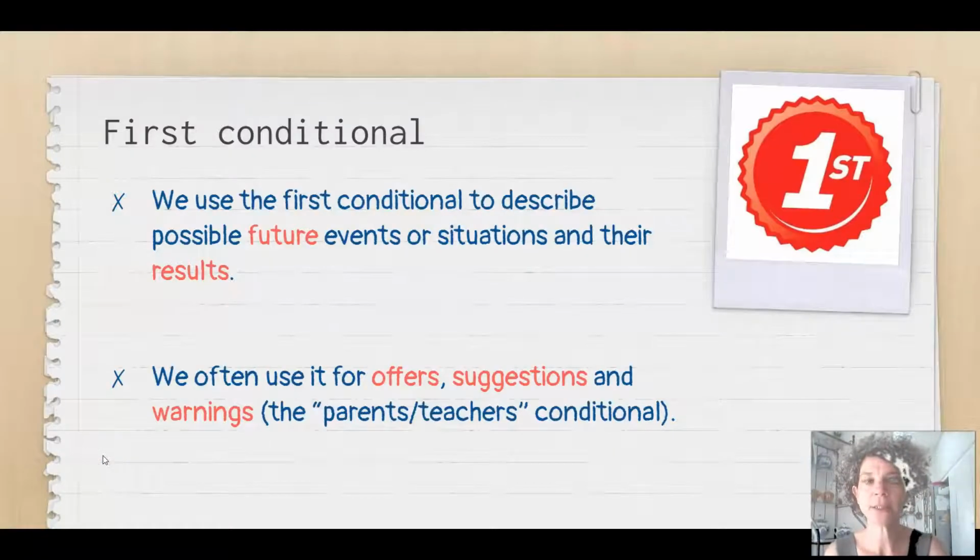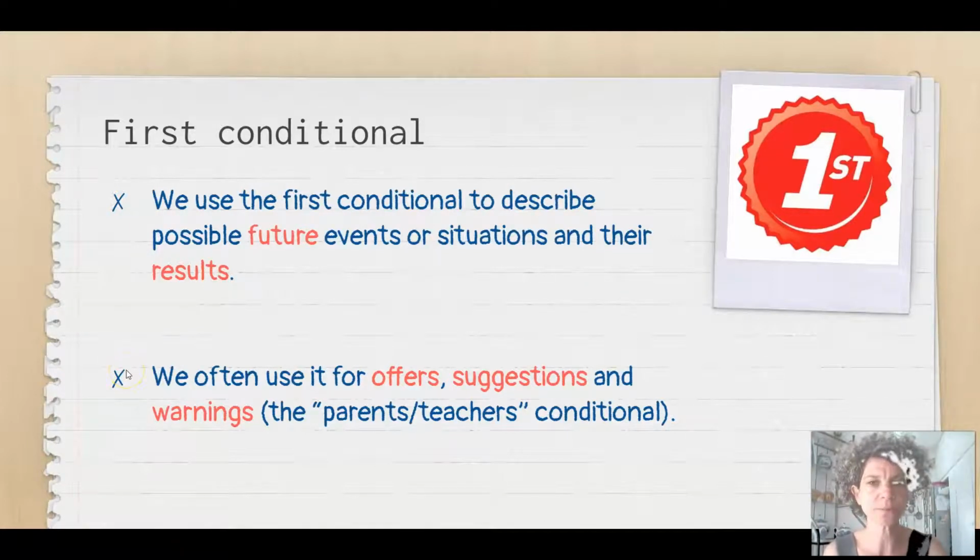Let's move on to the first conditional. The first conditional is a little different than the zero conditional. We use it to describe possible future events or a situation and their results. The keyword here would be possible. There is an event that might happen in the future. It's not sure that it will happen. It's not 100%, but it's pretty sure that it will happen.